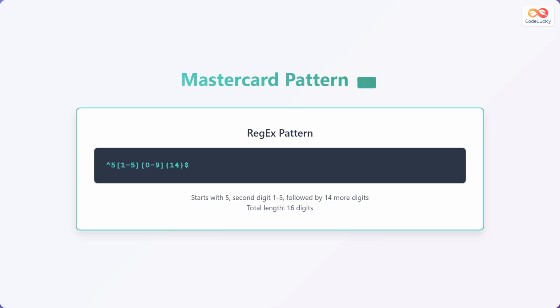Let's look at the regular expression pattern for Mastercards. The regular expression is ^5[1-5][0-9]{14}$. This pattern specifies that a Mastercard number starts with the number 5, with the second digit being between 1 and 5, followed by 14 more digits. Therefore, the total length will be 16 digits.